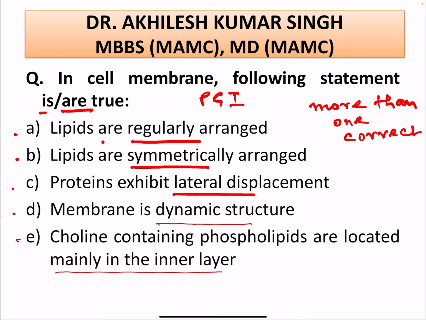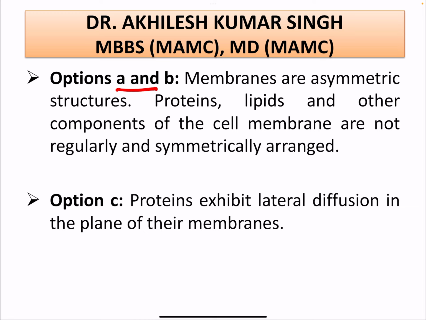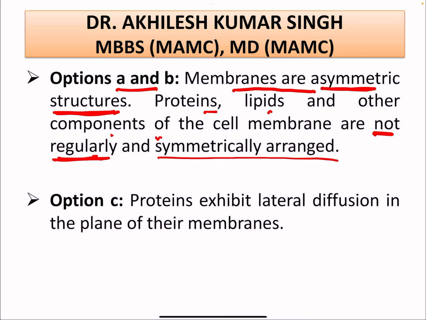Option A is lipids are regularly arranged, B is lipids are symmetrically arranged. Regarding A and B, remember that membranes are asymmetric structures, they are not symmetrical. Number one thing to remember, the membrane is an asymmetric structure. The protein, lipid and other components are not regularly arranged. So options A and B are wrong. They are not regularly arranged and they are not symmetrically arranged also.